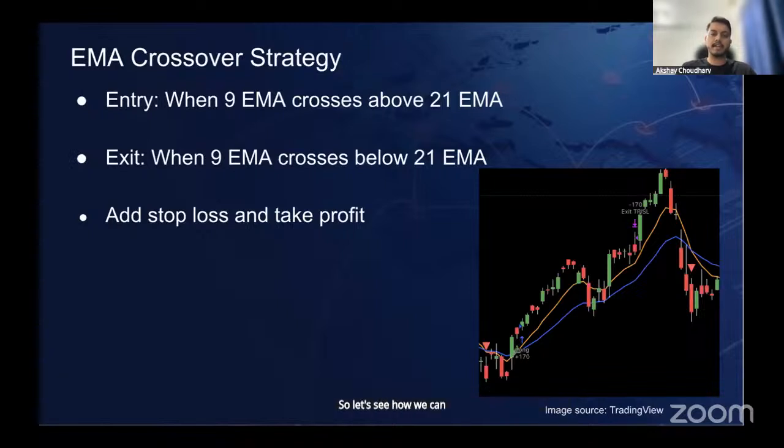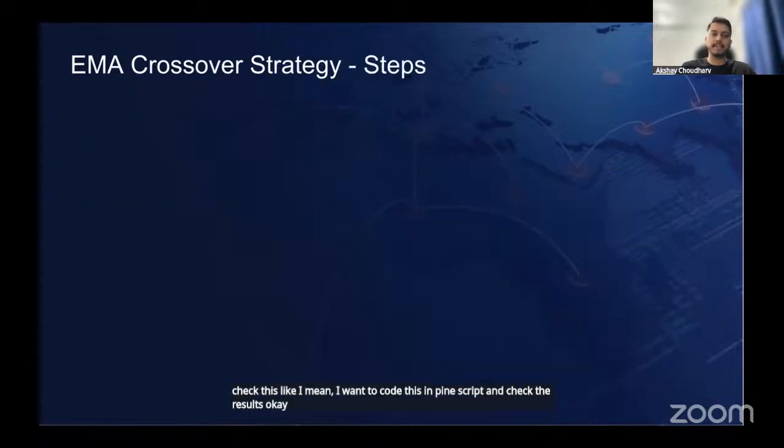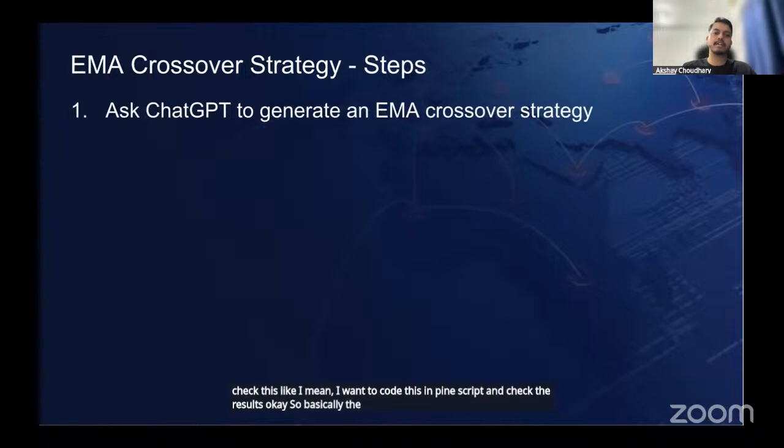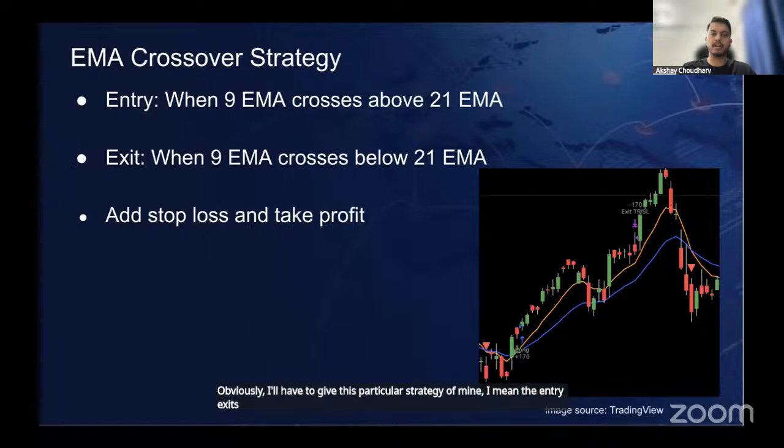So I have the strategy idea and I want to check this. I want to code this in Pinescript and check the results. So basically, the steps involved: first, I'll ask ChatGPT to generate an EMA crossover strategy. Obviously, I'll have to give this particular strategy of mine, the entry exit conditions for it, as support.